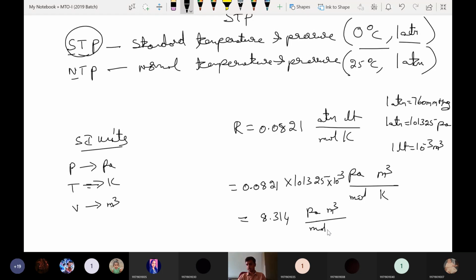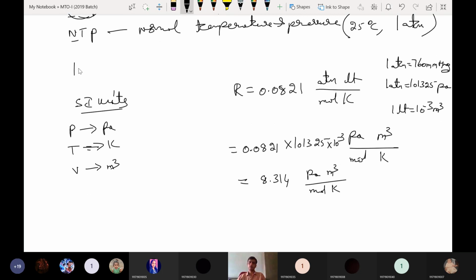8.314 meter cube, Pascal meter cube per mole degree Kelvin. Okay, 1 pascal, we know this one. 1 pascal is equal to 10 power minus 3 kilopascals. Or either way, we can write 1 kilopascal is equal to 10 cube pascals. So we have to multiply with 10 power minus 3 to get kilopascal units here.